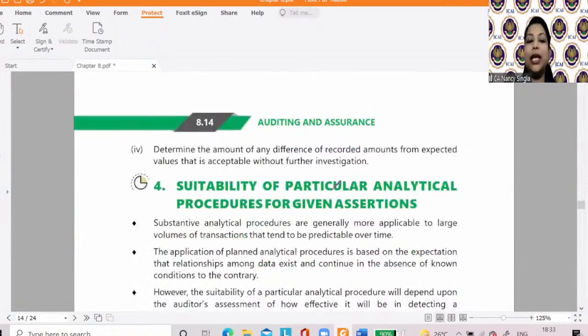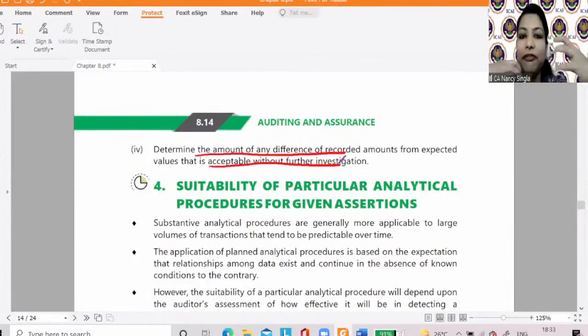And last point, he will determine the difference that is acceptable without further investigation. ठीक है. So last is what he will determine कि अगर इतना difference है तो that is acceptable to me, but इसके beyond कोई difference है that is not acceptable to me. For all those who are saying that ma'am, video was buffering, I'll be repeating all these 4 points again, so don't worry, you haven't missed any point.